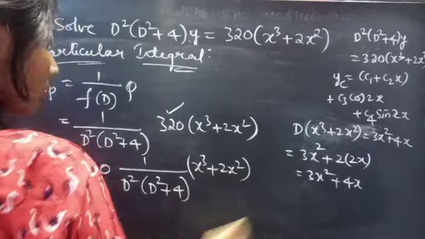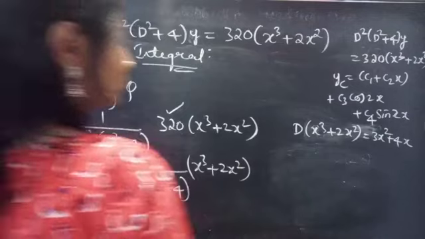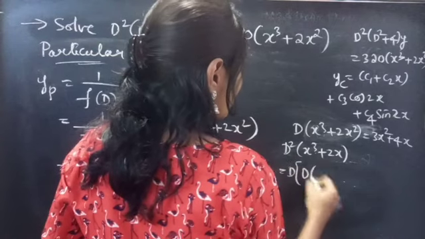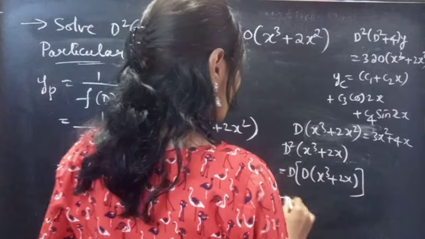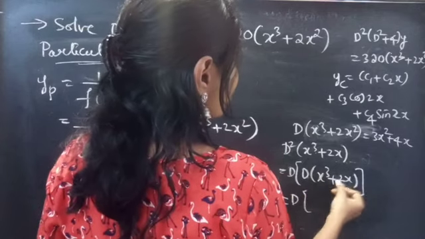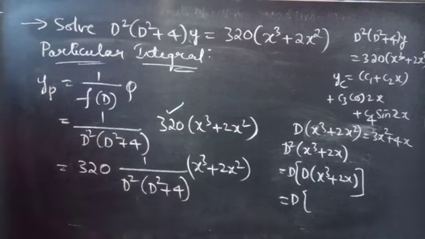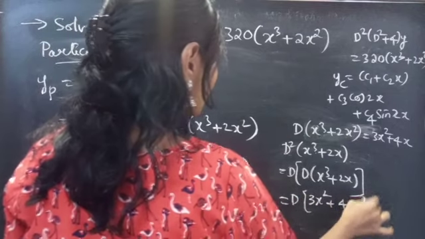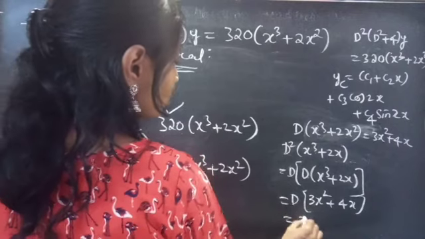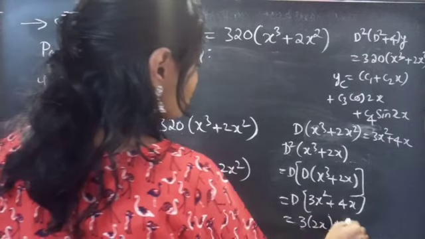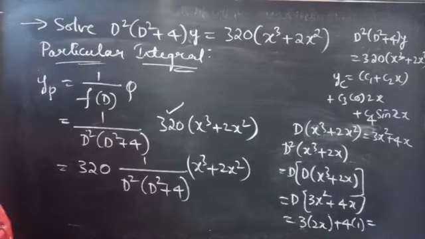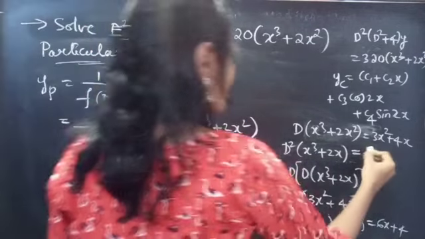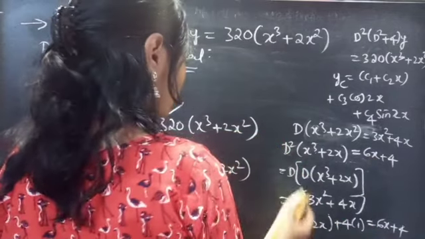Now find D square of Q, which is equal to the derivative of x cube plus 2x square, which is 3x square plus 4x. This is the derivative of 3x square plus 4x, which is the derivative of 3x square is 3 into 2x plus the derivative of 4x is 4 into 1, which is 6x plus 4 into 1, 4, right? So D square of Q is 6x plus 4. Now let's find D cube of Q.